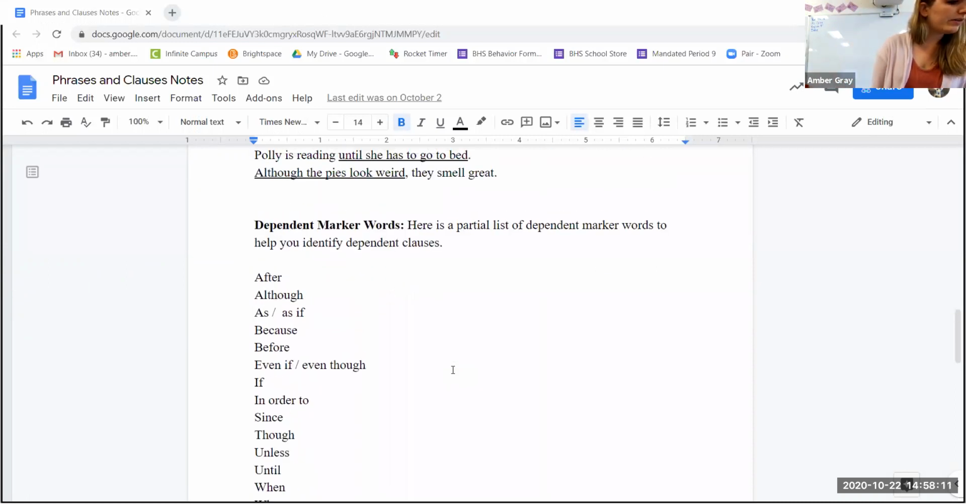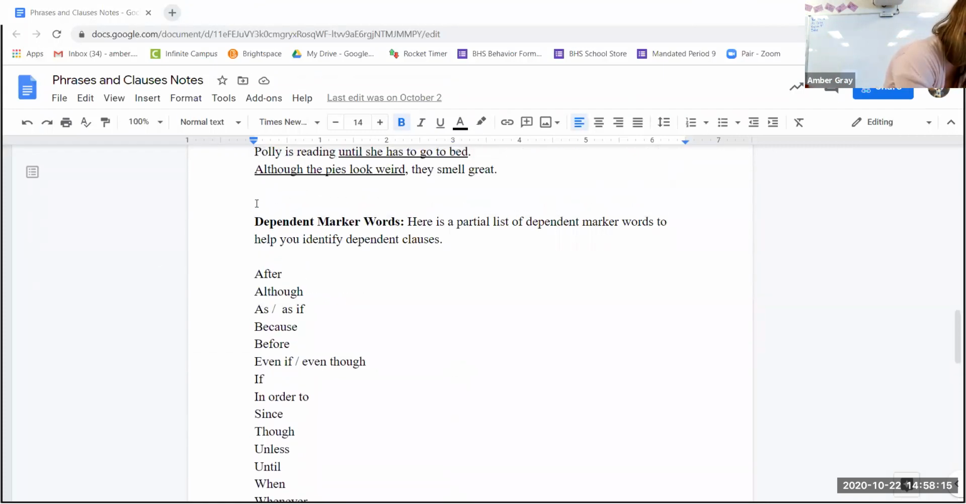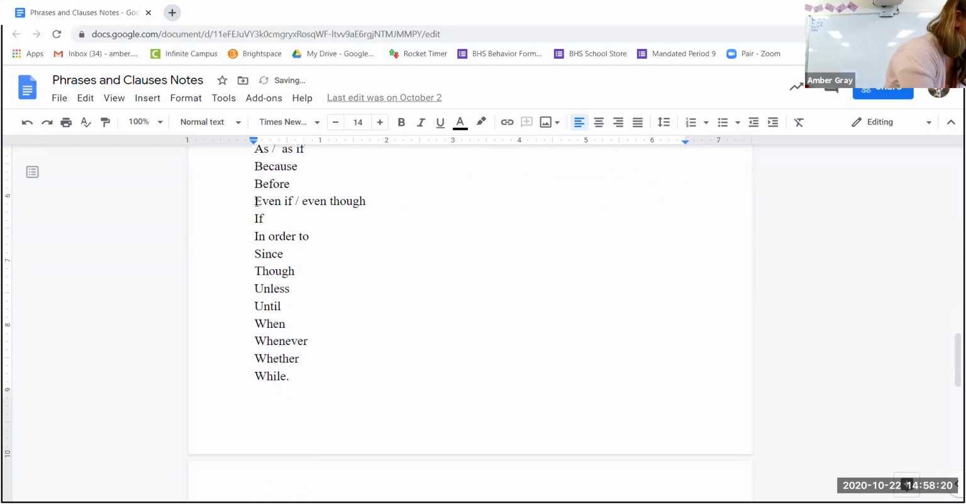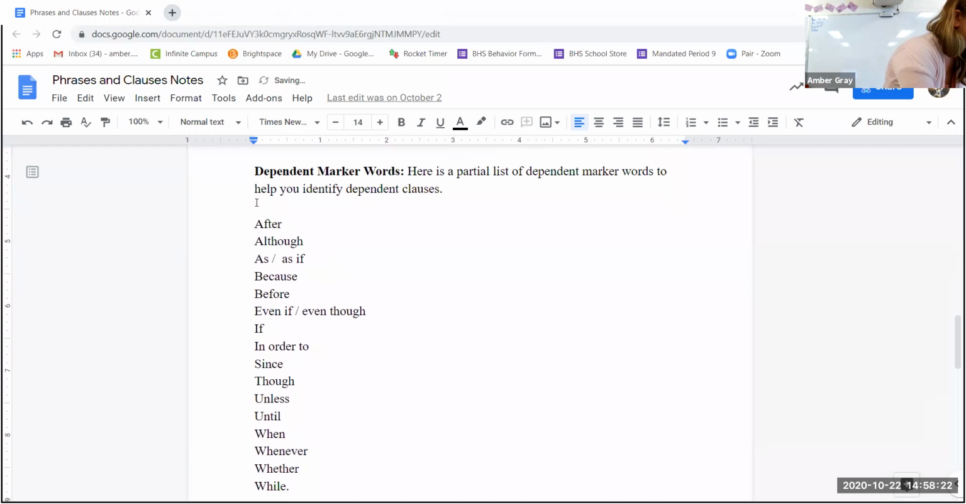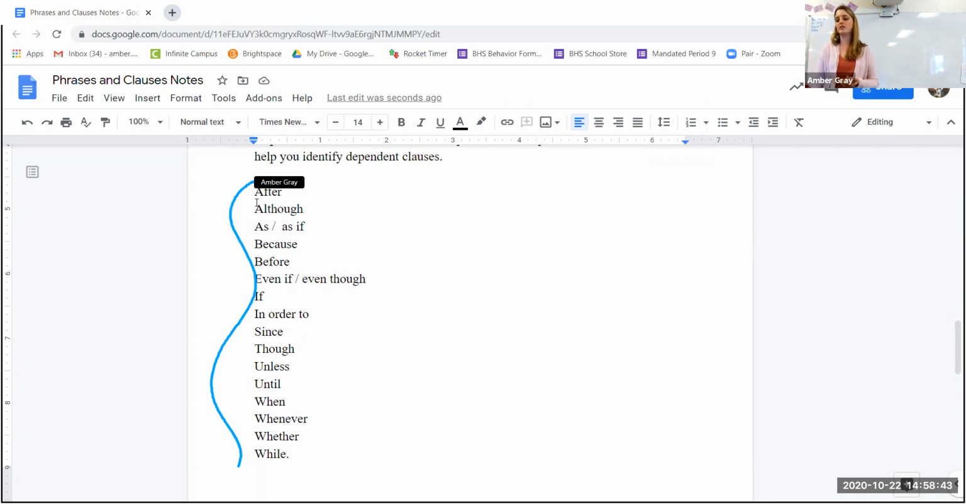These are all words, and you'll have access to these. I wish I could have fit while. Let's try to get this all on one page here. This is a list of typical dependent marker words. So if you take any one of these words and you put them in front of a clause, it turns that independent clause into a dependent clause. And so when you're looking to identify a clause as either independent or dependent, see if it has one of these words to start, okay?